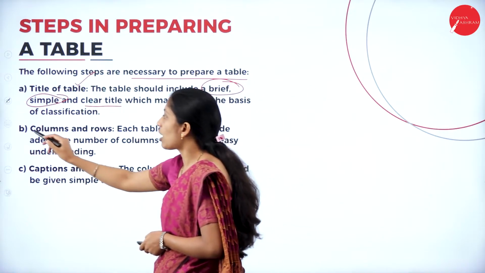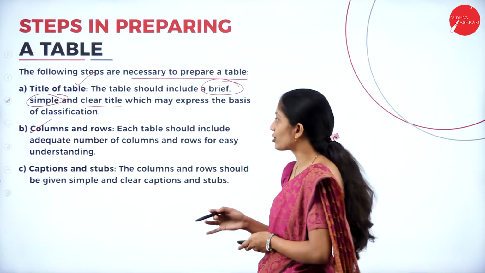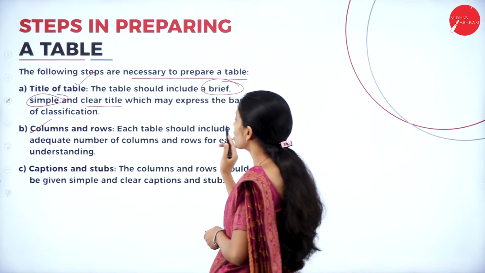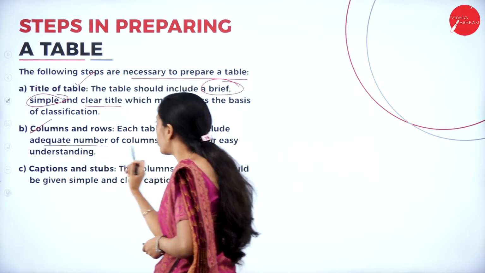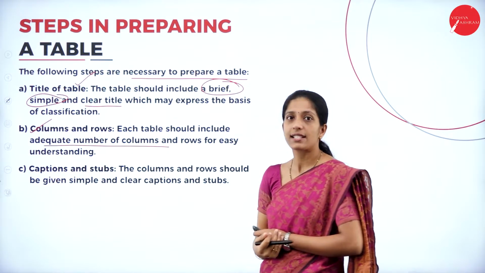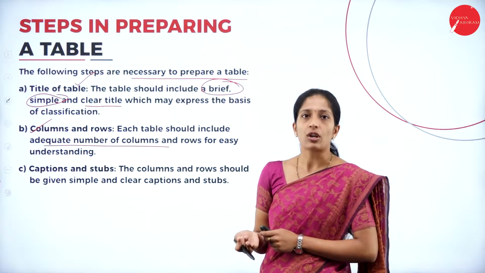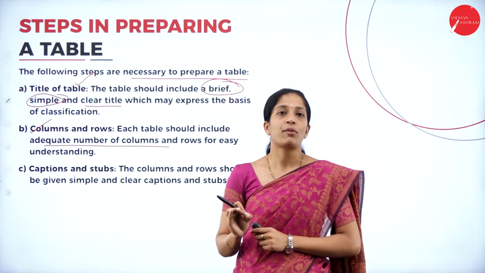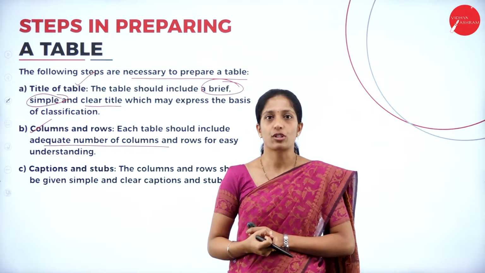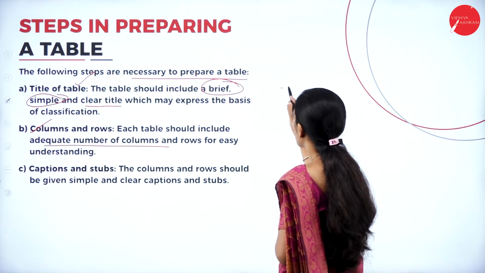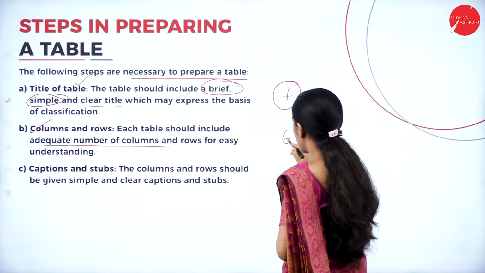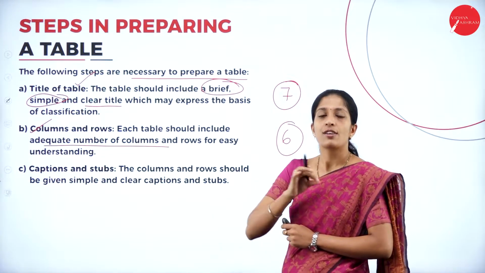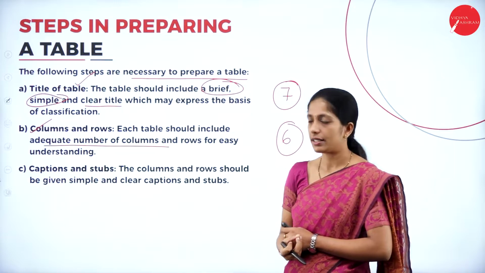And the second is columns as well as rows. As we have already drawn here, it should contain columns as well as rows. So each table should include an adequate number of columns and rows for easy understanding. Suppose one column is missing, then we can't adjust it in some other column. So a sufficient number of rows and columns has to be drawn. Suppose the columns are 7 and the rows are 6, then a sufficient number of columns and rows has to be drawn so that we can clearly enter the data.